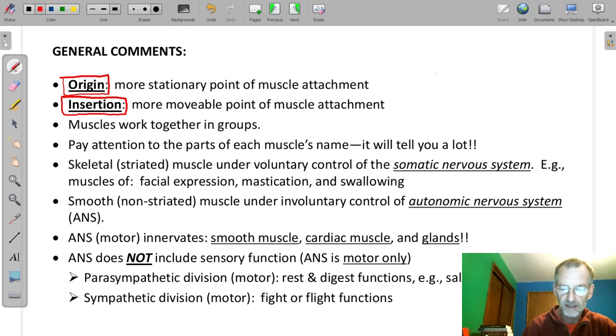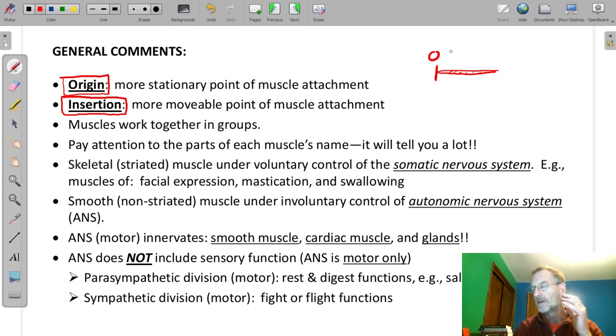So, realize that if this is a muscle cell, our striated muscle cell, it has an origin, and maybe this is the skull. Maybe it's the zygomatic process. It's stationary. It's not going to move. And then over on the other hand, you have the insertion. And this is movable.